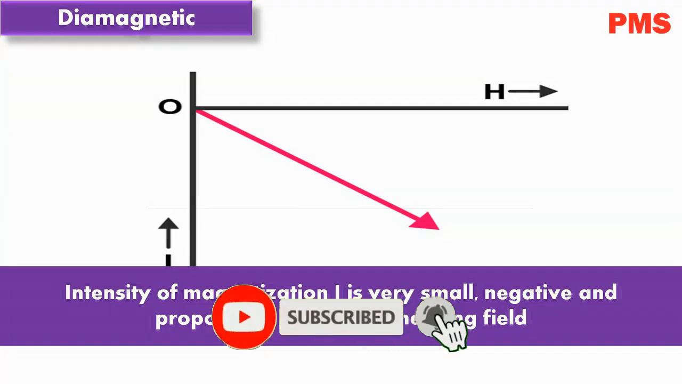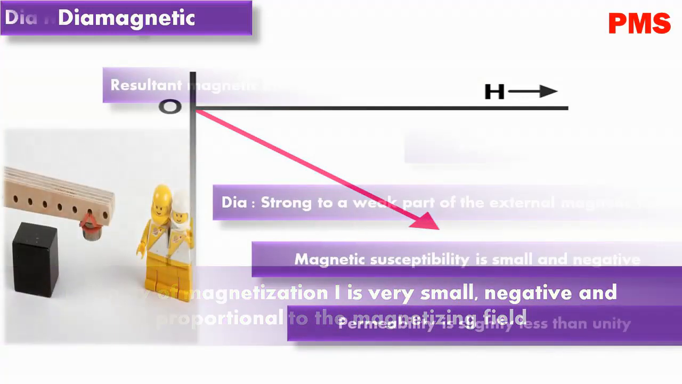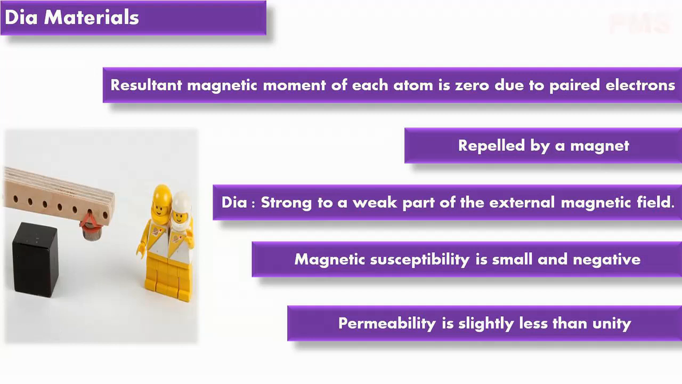The intensity of magnetization is very small, negative, and proportional to the magnetic field. Magnetic susceptibility is small and negative. The relative permeability is slightly less than unity. These materials are independent of temperature. Diamagnetic materials do not obey the Curie law.